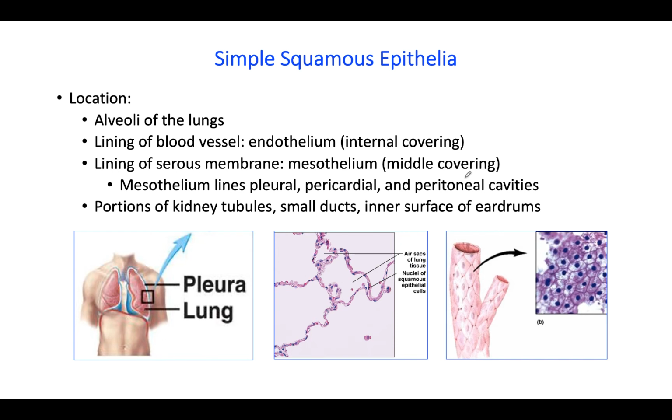So, where can you easily observe simple squamous epithelia in the human body? Maybe some portion of the kidney tubule and maybe the inner surface of the eardrum. And also we can observe simple squamous epithelia in the alveoli of the lung or the lining of blood vessels, the lining of serous membrane.